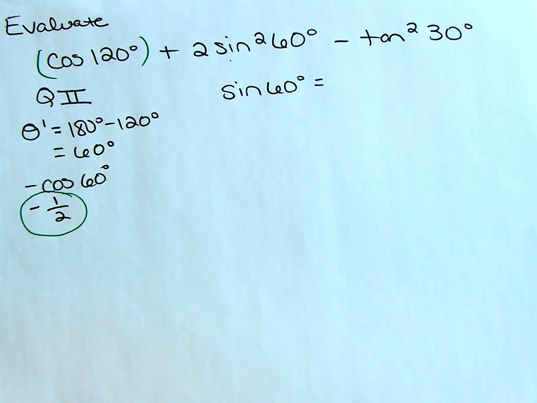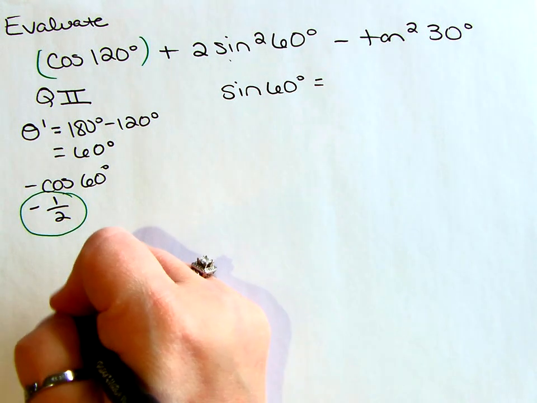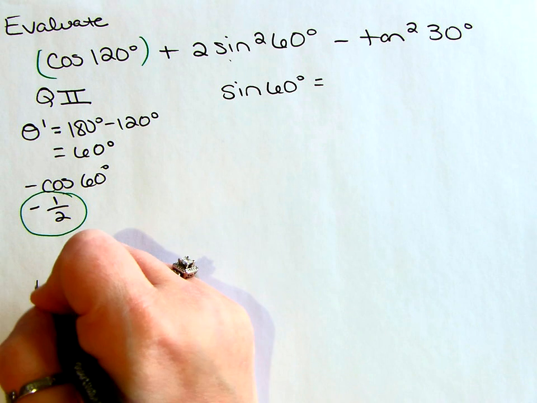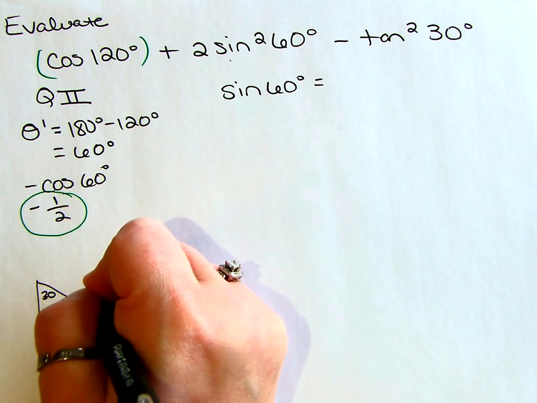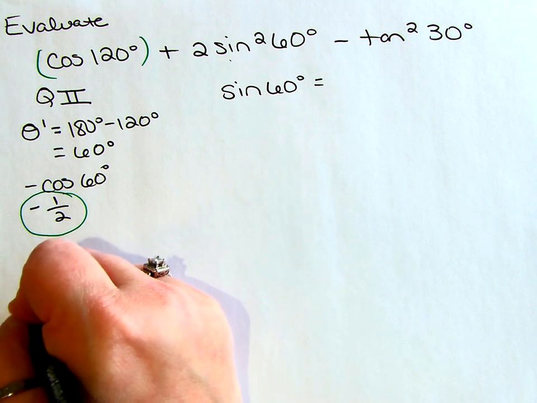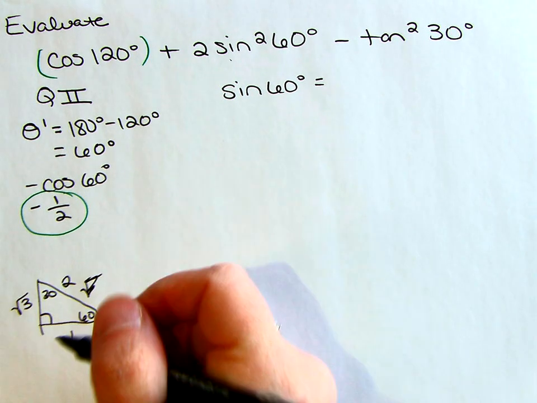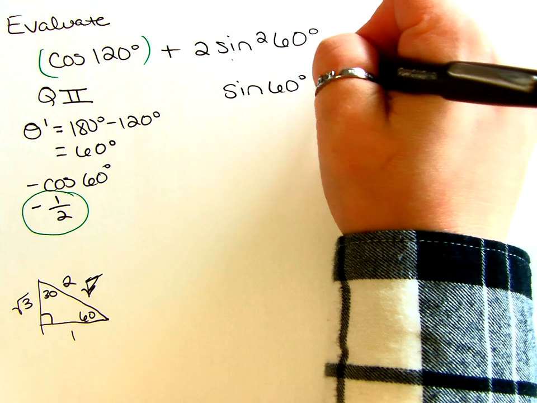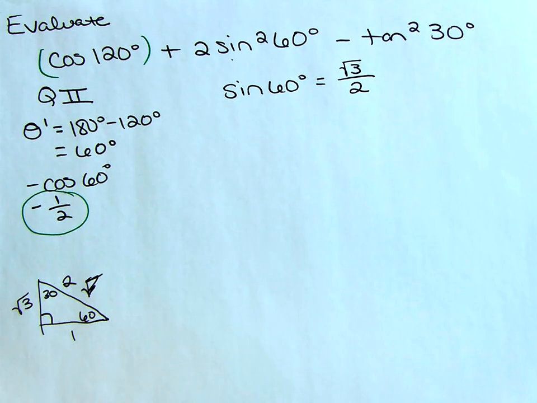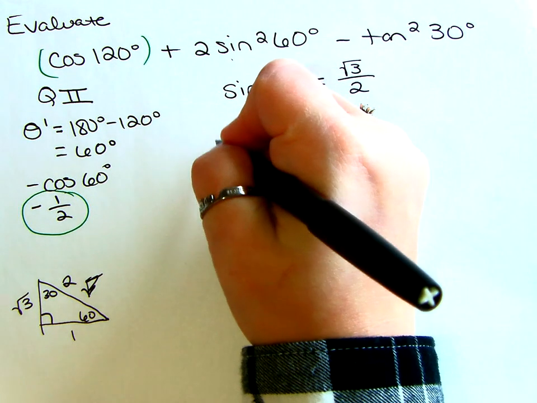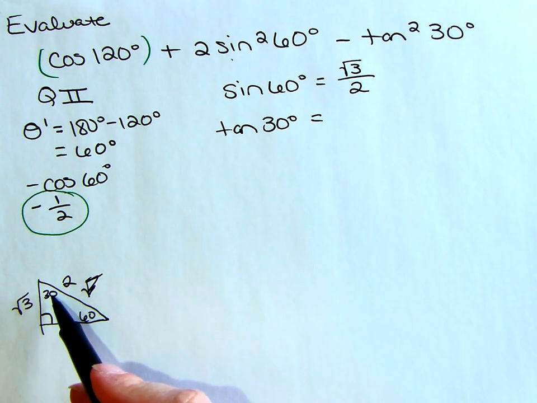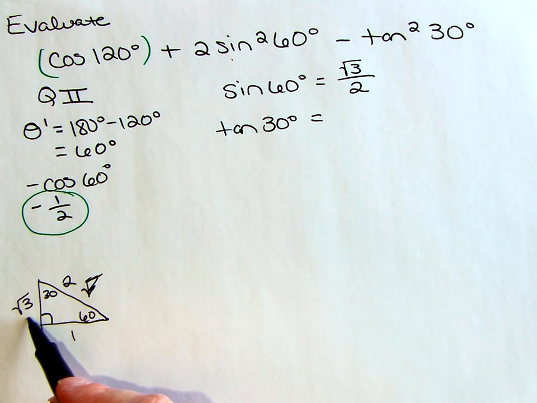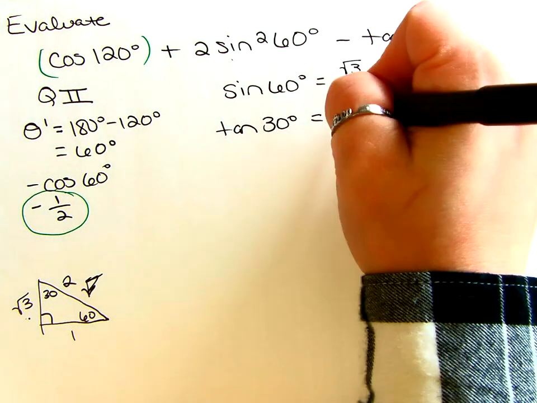If you don't know, we can always write a triangle: 1, 2, and square root of 3. Sine would be opposite over hypotenuse, so that's radical 3 over 2. And tangent of 30 would be opposite over adjacent, which is 1 over radical 3, which once you rationalize it is radical 3 over 3.